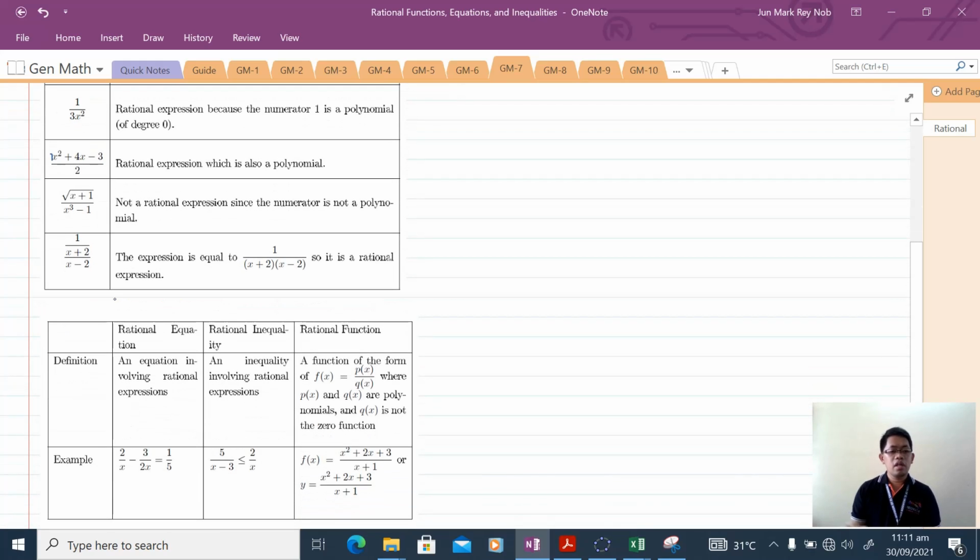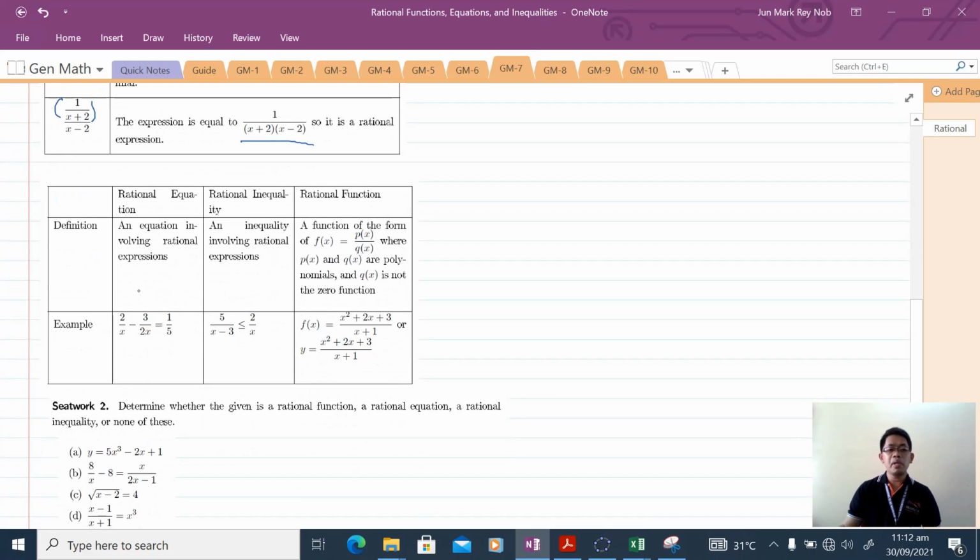And here we have the last example. Actually, this is the quantity 1 over (x plus 2) all over (x minus 2), which can be rewritten in this form: 1 over the product of (x plus 2) and (x minus 2). So the numerator and the denominator are both rational expressions.